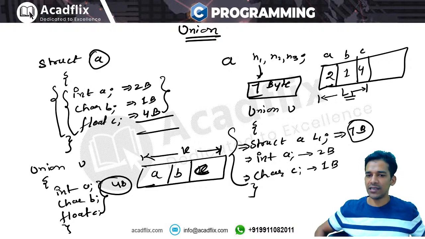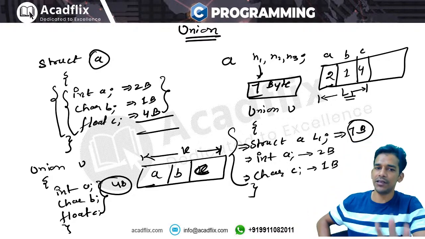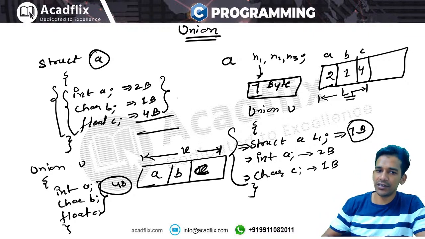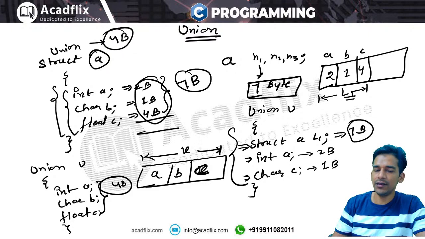बाकी सारी functionalities बिल्कुल same है. Everything is same in union and structure. The difference is only in this concept. In case of structure, 7 byte memory will be allocated. अगर आप इसी को यूनियन डिक्लेयर कर दो, in case of union only 4 bytes will be allocated. Okay, you will take the maximum of all the locations.